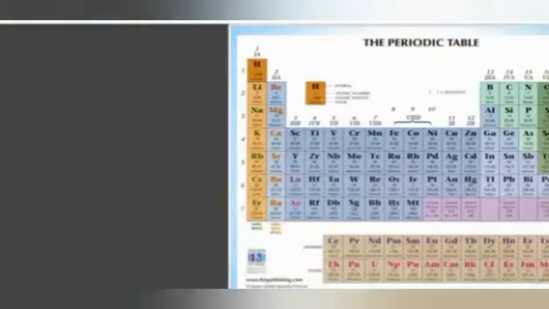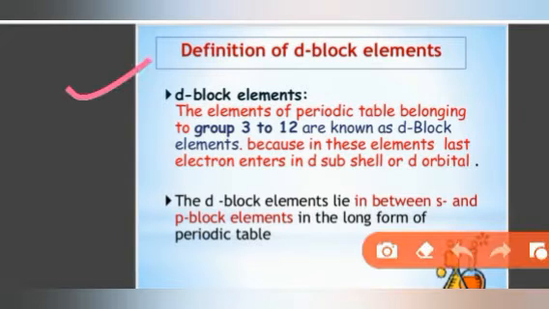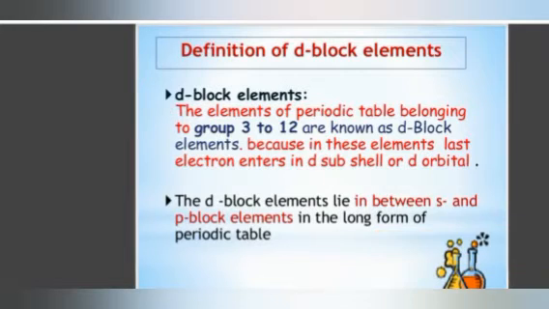Let's start the basic characteristics with the definitions. First, define D block elements. D block elements are the elements of the periodic table which belong to groups 3 to 12. They are known as D block elements because in these elements the last electron enters the D subshell or D orbital. The D block elements lie between the S and P elements in the long periodic table. Already I have told you.